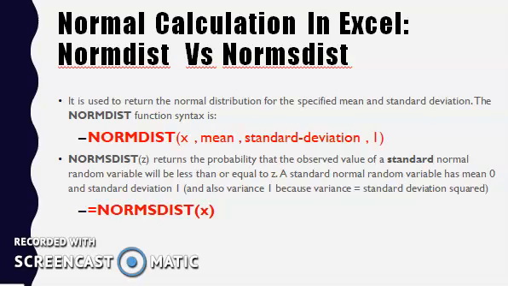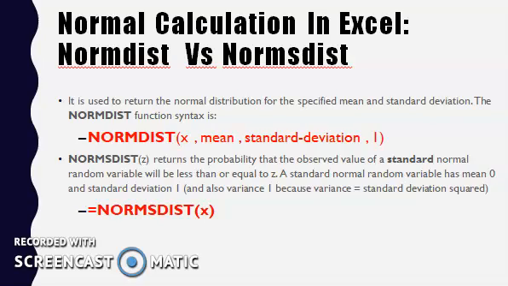In Excel, to calculate this, we use a function which is called normal distributions. So we will use Excel to calculate normal distributions. It is used to return the normal distribution for the specified mean and standard deviation. The function is NORM.DIST, and then bracket x, mean, standard deviation, and 1.